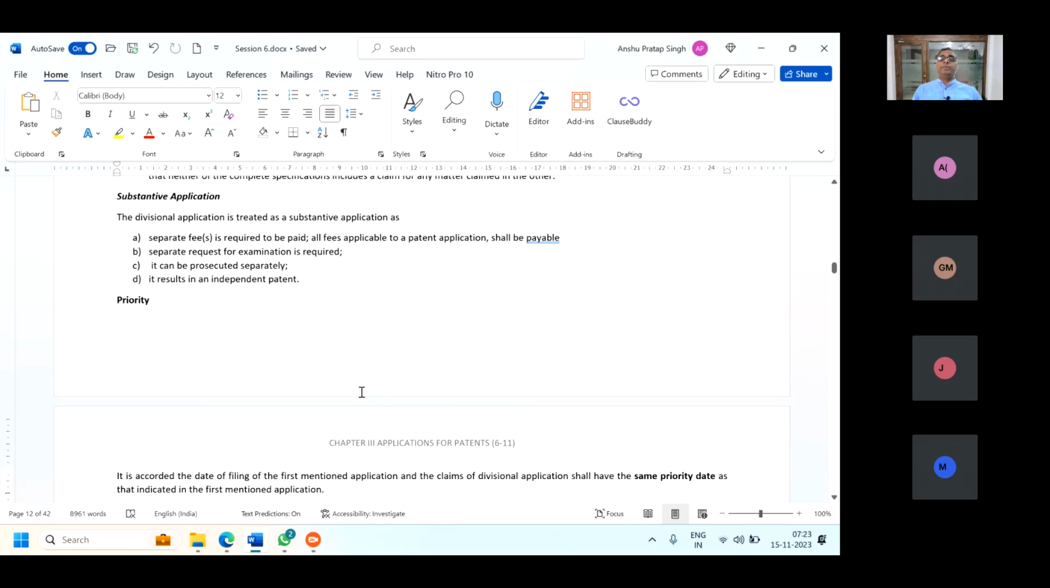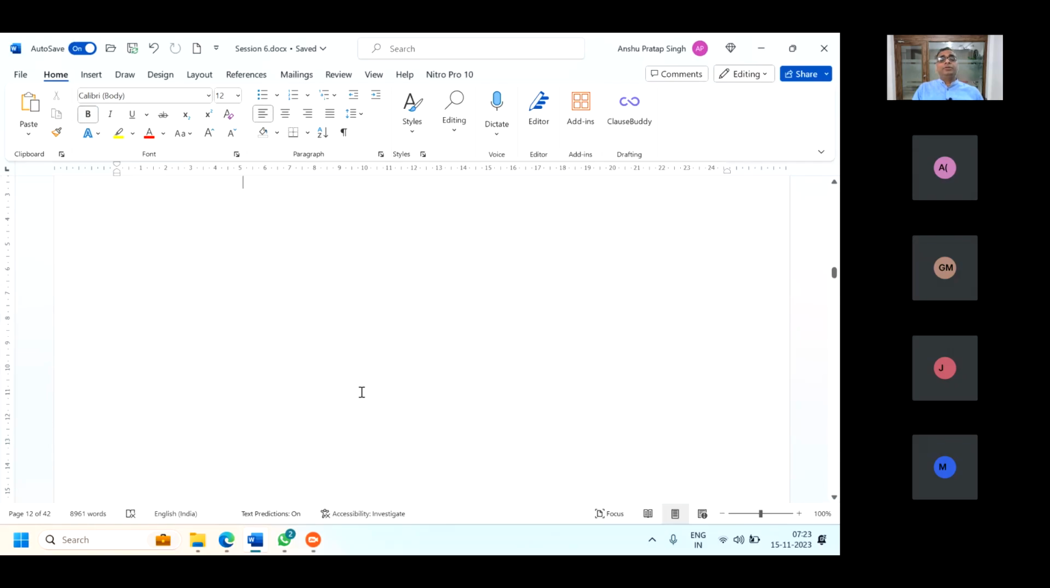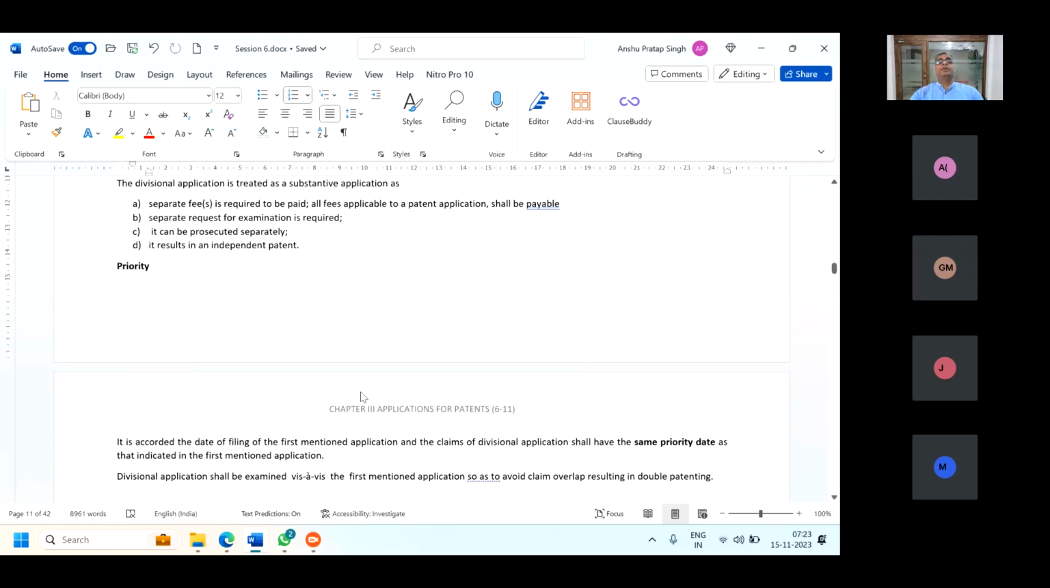Both will be independent, prosecuted independently, and will give you an independent right, different from each other. Now comes the priority. As we have mentioned, the first mentioned application's date will be the date, and so all the claims of the divisional application will have the same priority as that of the first mentioned application.